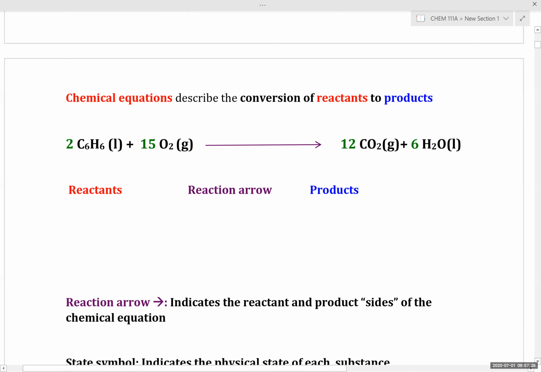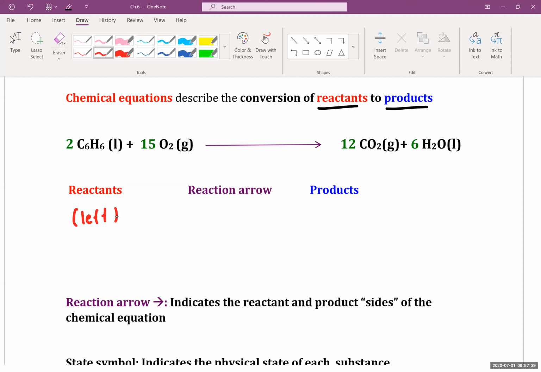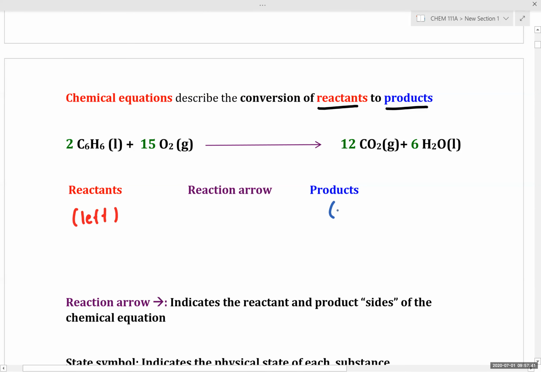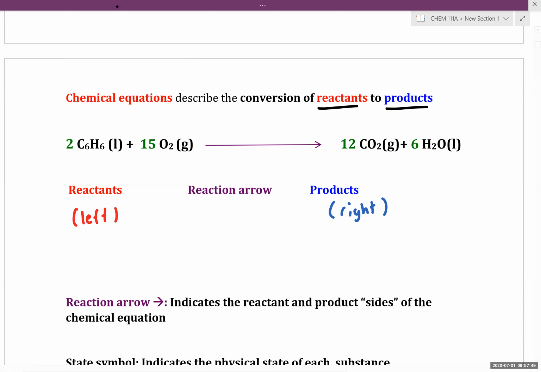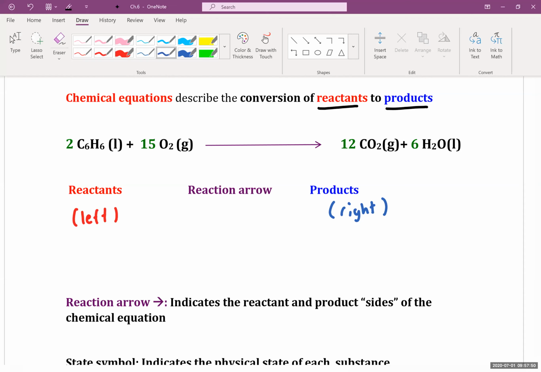So chemical equations describe the conversion of reactants to products, okay? So the reactants, these are the species that are reacting in your chemical reaction. These are found on the left-hand side of the chemical equation. The products are the molecules produced from this chemical reaction, and the products are found on the right-hand side. In terms of major features of a chemical equation, the reaction arrow indicates the reactant and product sides of the chemical equation and indicates the transformation of reactants to products.